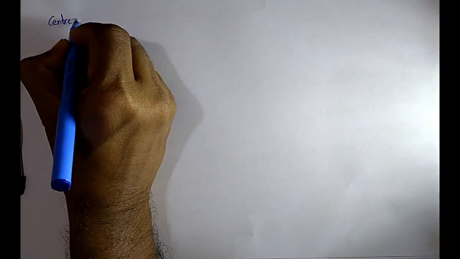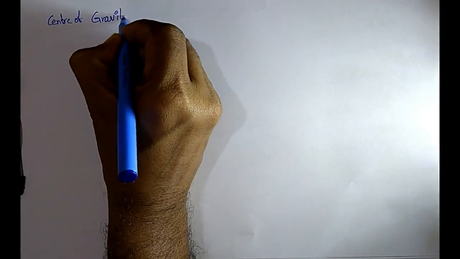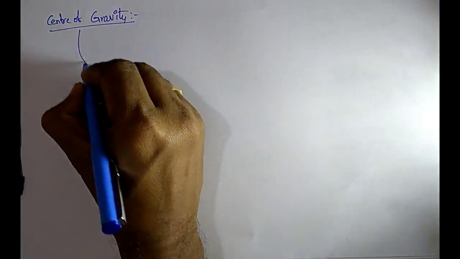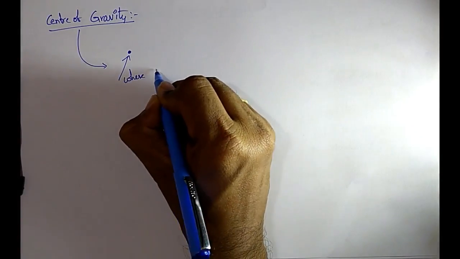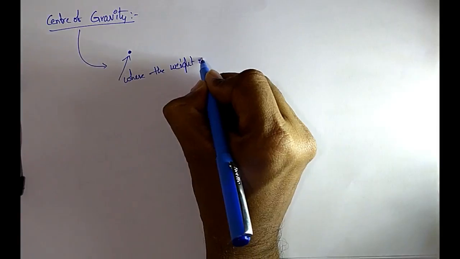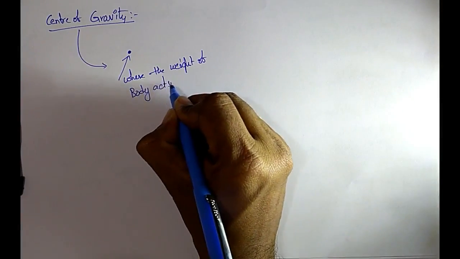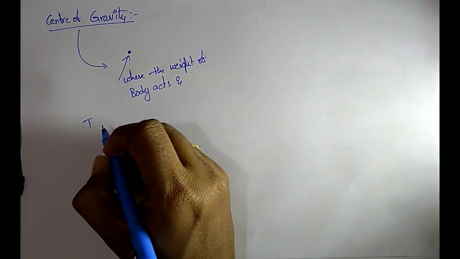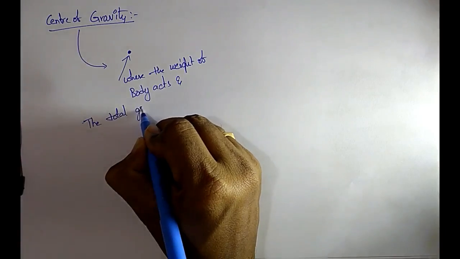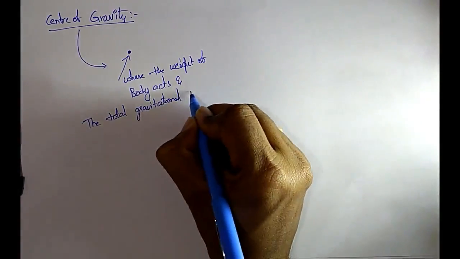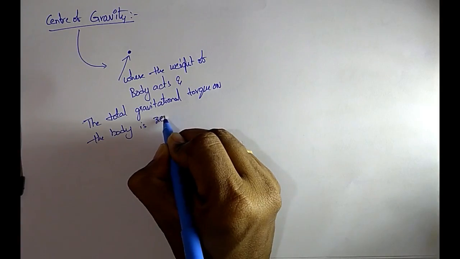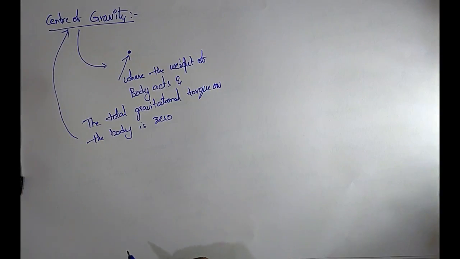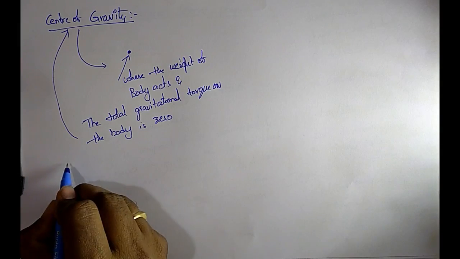Okay. Next one, center of gravity. It is nothing but a point where the weight of the body acts. And also the total gravitational torque on the body is equal to 0. That point is called center of gravity.